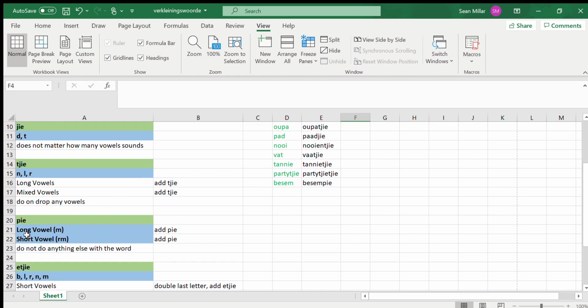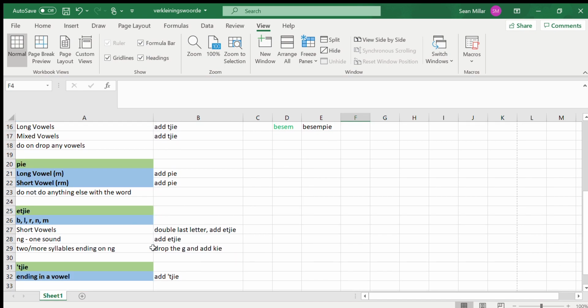Then if we move on to adding PIE, P is a consonant, it's not a vowel, so we don't do anything with the vowel sounds. We can add a PIE if it's a long vowel ending in an M, such as boom, B-O-O-M, it becomes boompie. So we just add the PIE on the end. Then a short vowel ending in RM, such as arm, A-R-M, would become armpie. Just add the PIE. Do not do anything else with the word.